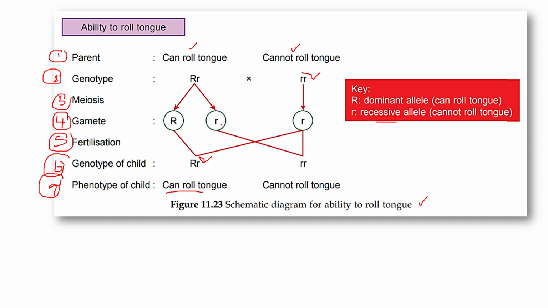But if a small letter, meaning a recessive allele, fertilizes with a recessive allele, this is homozygous recessive. Therefore, the child cannot roll his or her tongue.